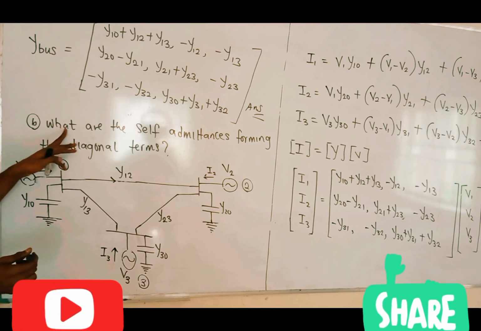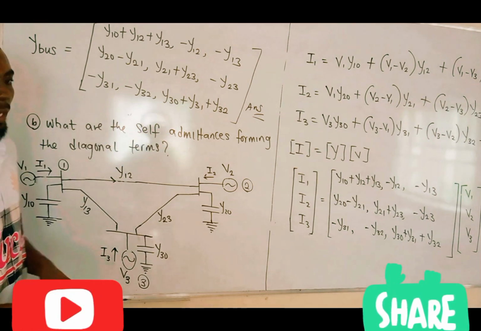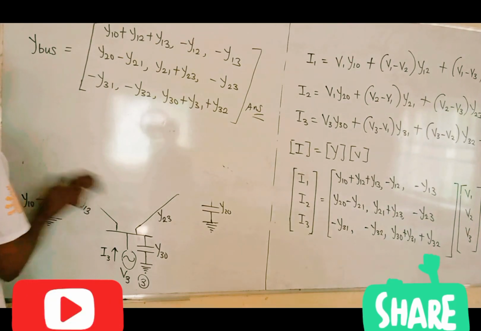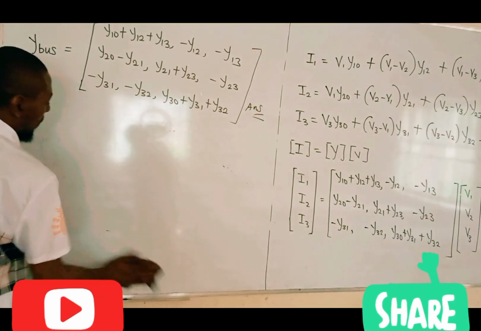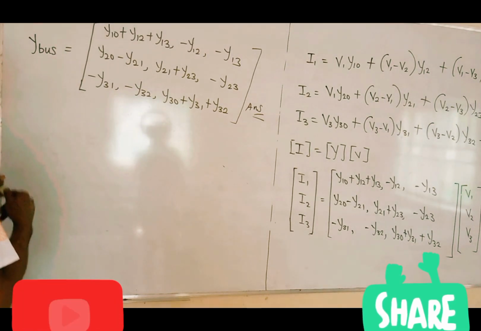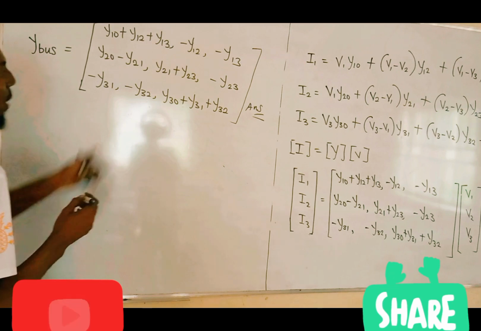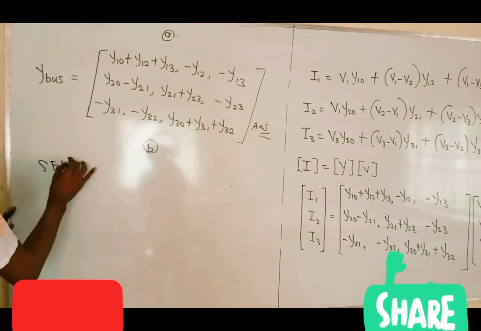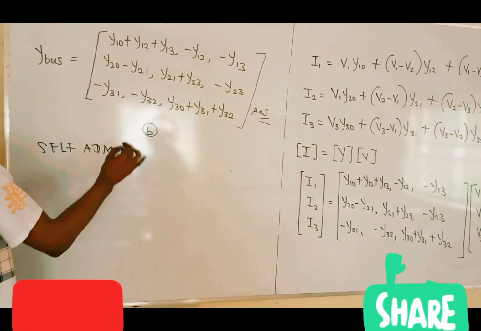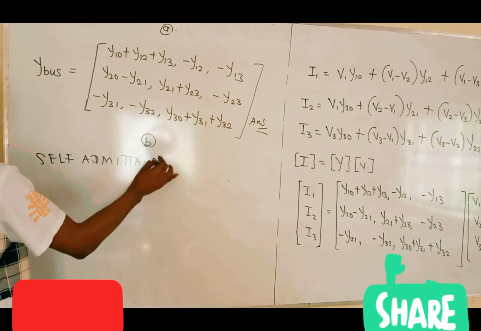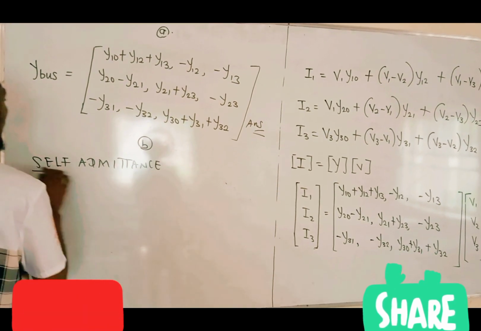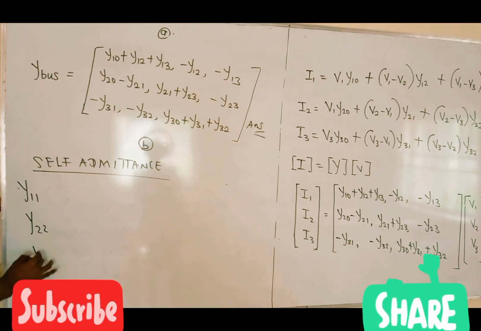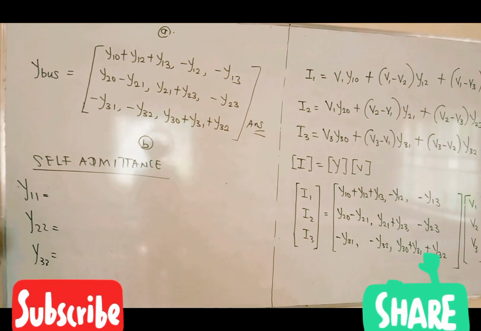Then the second question says, what are the self-admittances forming the diagonal term? Question B: the self-admittances are Y11, Y22, and Y33.